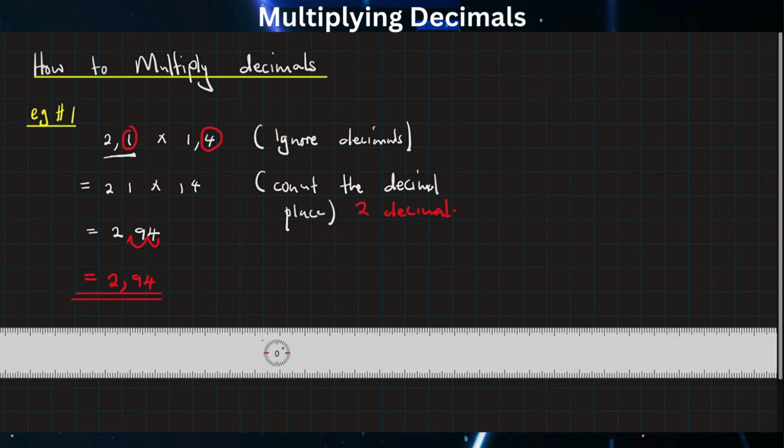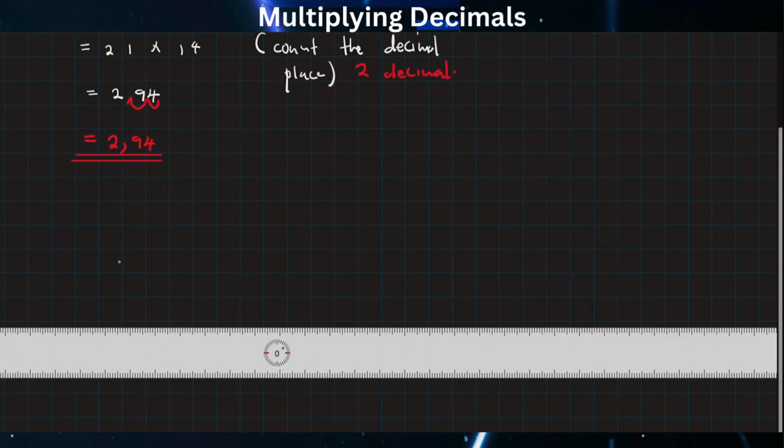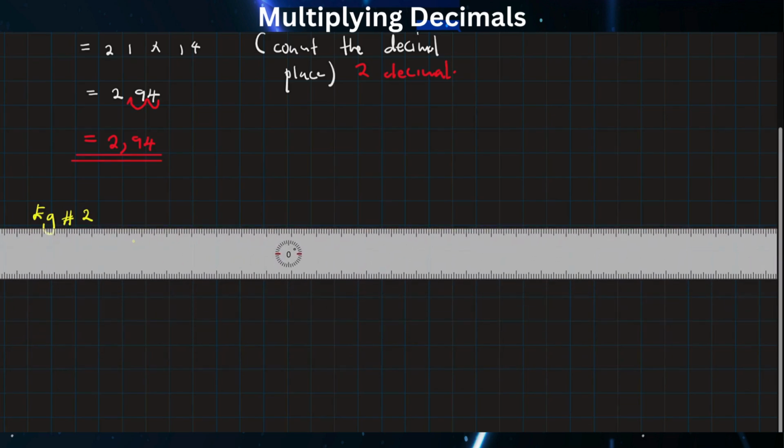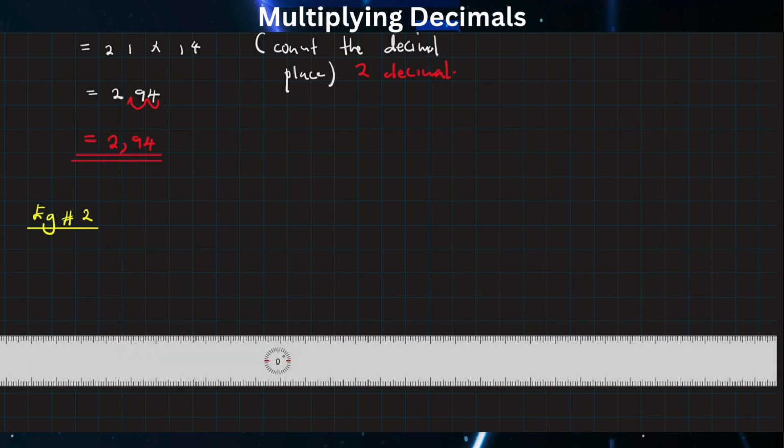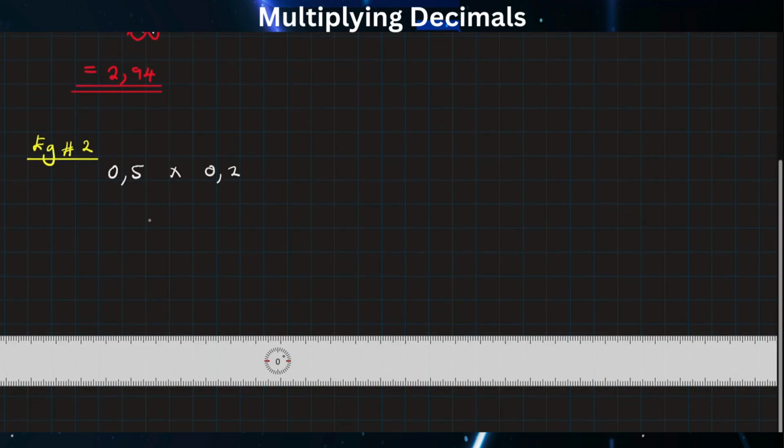Let's go for example 2. On example 2, we are going to do 0.5 times 0.2. We're going to do the same. If we ignore the point here, it will be 5 times, if you ignore the decimal here, it's going to be 2. So 5 times 2, the answer is 10.